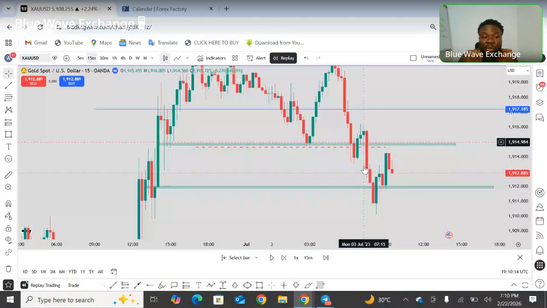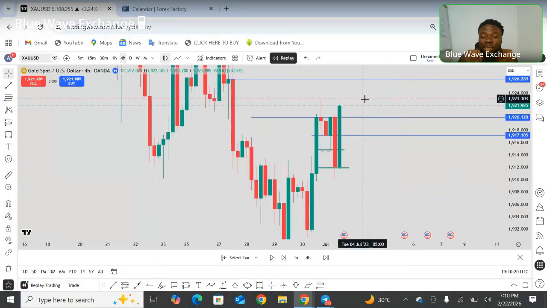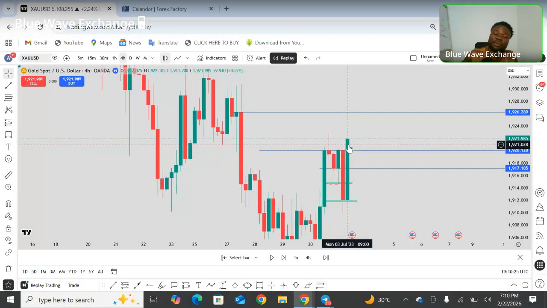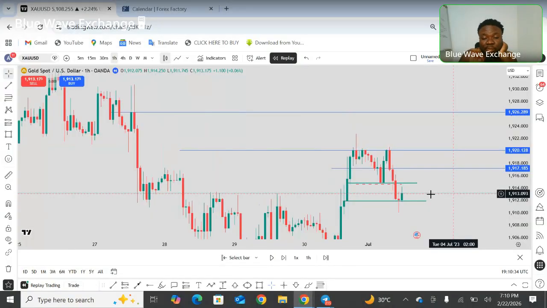So let's fast forward price to maybe the New York session. What time is this? 9. This candle is going to close at 9, 10, 11, 12. It's going to close at 1. That's the New York Stock Exchange session. This candle has already closed. So let's see, we can be getting some buys at 1.